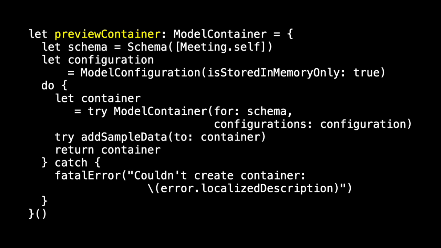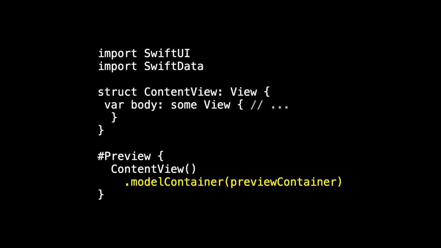A couple of episodes ago, we created an in-memory store that we used in previews. So we created our preview container by assigning a schema, specified that it was in memory, and from those two, we created our container, added sample data, and then that was our preview container. So then we queried the sample data and displayed it in previews. And the way we got it into our preview presenter was we used the model container modifier and passed in the preview container. And then we could use query to fetch data.